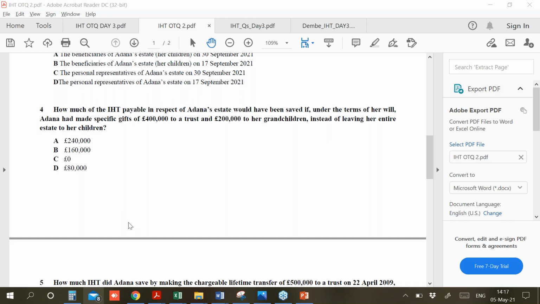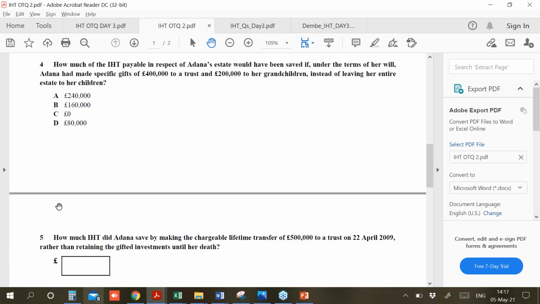Now, lastly, again, the blank box question, which is normally difficult because we do not have any options. How much IHT did Adana save if the chargeable lifetime transfer of 500,000 on 22nd April would have remained in her death estate? Obviously, guys, if she had not transferred that to a trust and it had remained in her estate, she would have to pay the tax on her death estate.